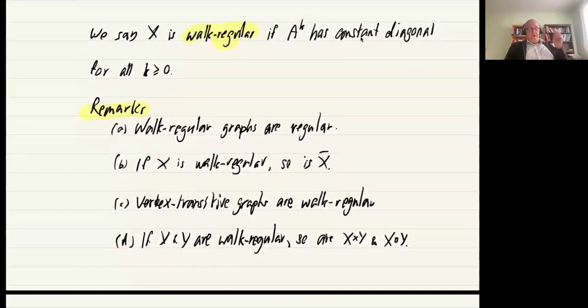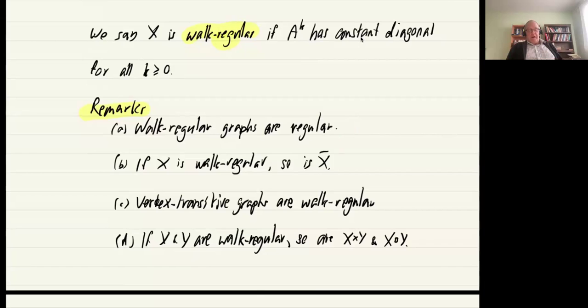So this is some terminology that Brendan McKay and I introduced. We say a graph is walk regular if all vertices are co-spectral, that is, if A to the K has constant diagonal for all K greater than or equal to 0. So a couple of remarks here. If the graph is walk regular, then it's automatically regular, because the diagonal of A squared gives you the valencies. The BB entry of A squared is the valency of the vertex B. So walk regular graphs are regular.